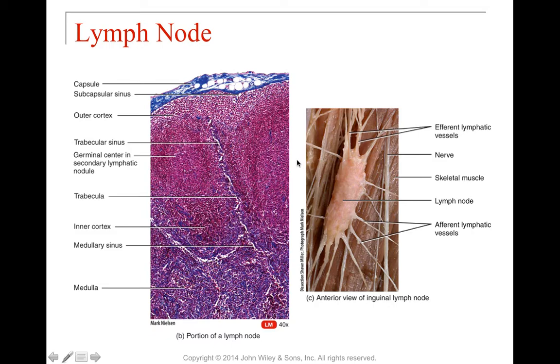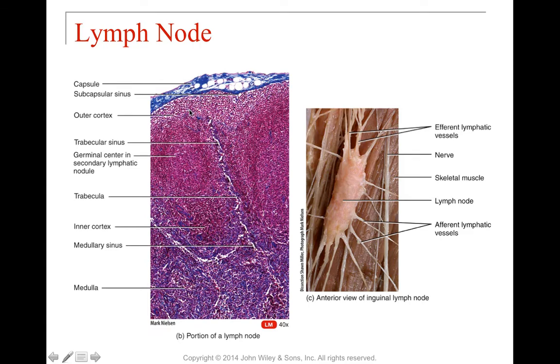So again, here's the structure of that lymph node. Here's what a lymph node looks like. As you can see, it's very tightly attached to the surrounding areas, and that's because it's being fed by these afferent lymphatic vessels. Inside the lymph node, the fluid that comes in through the afferent lymphatic vessels is going to enter into the subcapsular sinus, then into the trabecular sinus.